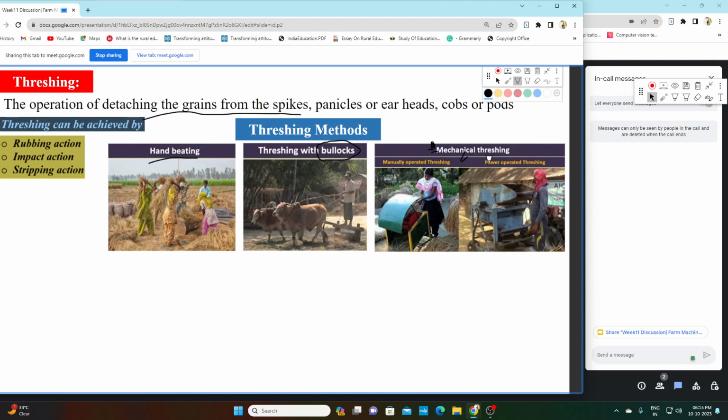And third is mechanical threshing. In mechanical threshing, we are doing the threshing by the use of a mechanical thresher. These two are mechanical threshers. So this is about the threshing methods.